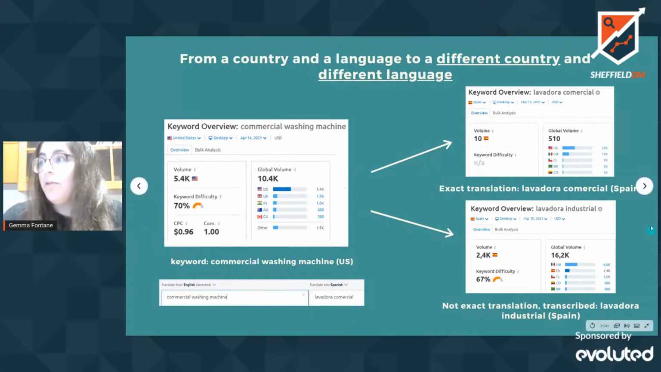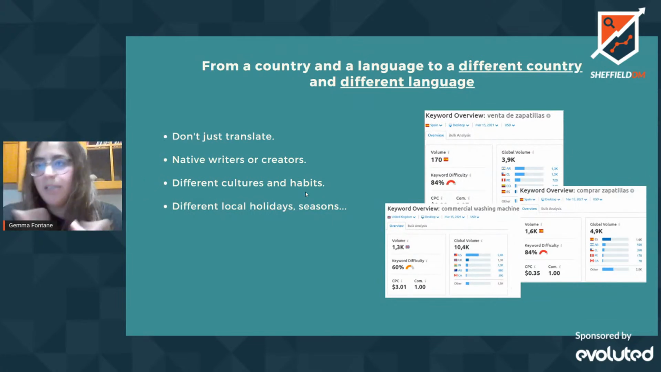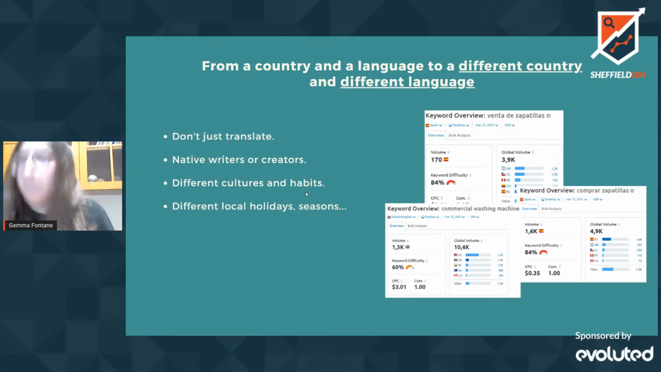That's why it's important to not just translate, and to have native writers, SEO specialists or content creators in the countries that you want to expand to, because they will help you to do this international keyword research, especially when you do it from a country and a language to a different country and a different language.